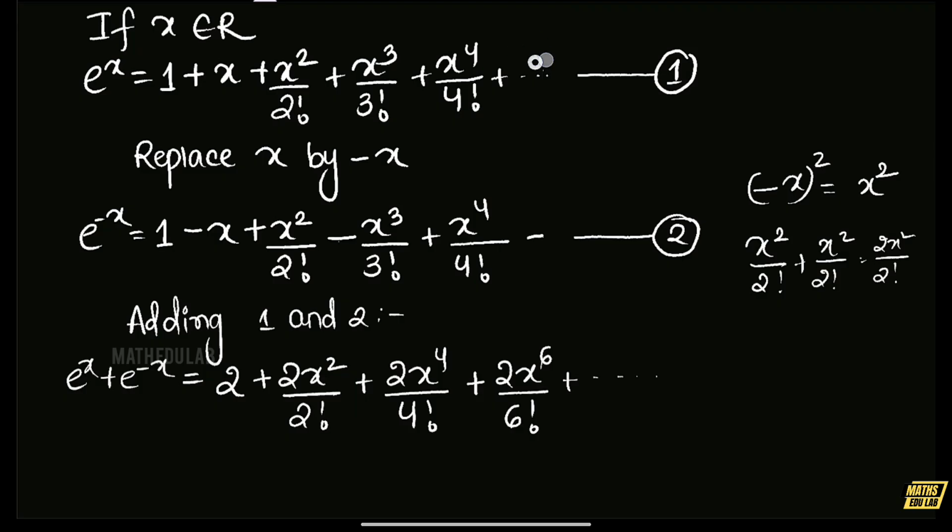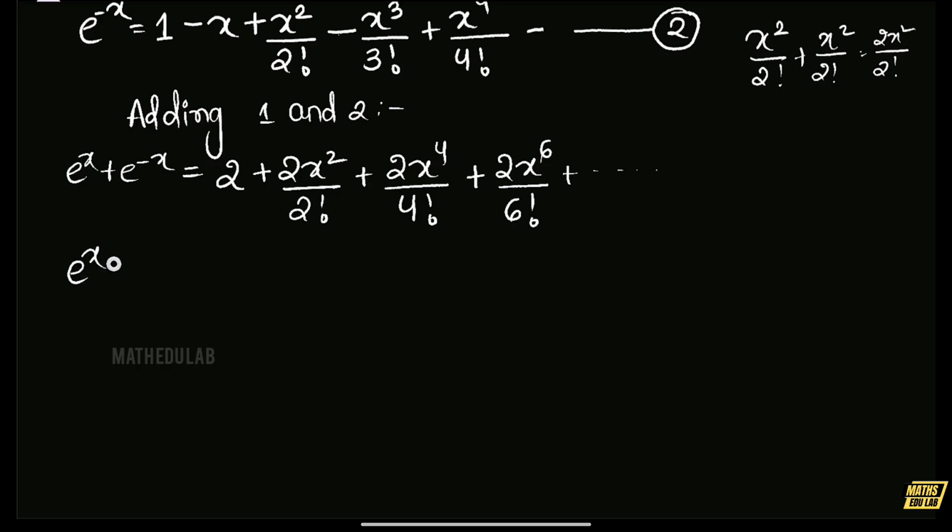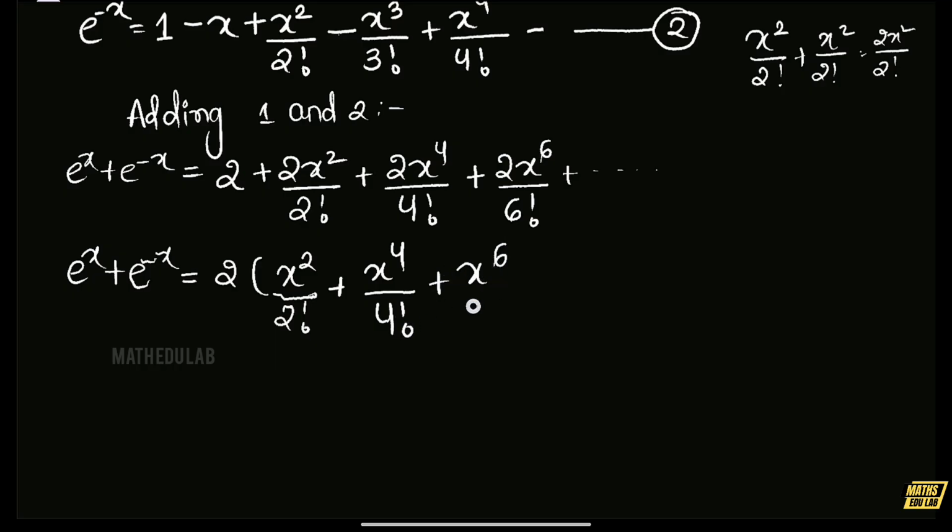Now in the next step we will do the simplification. See here, we have e to the power of x plus e to the power of minus x equals, taking the common term 2 out, x square by 2 factorial plus x to the power of 4 by 4 factorial plus x to the power of 6 by 6 factorial, and so on. So let's remove this 2. To remove that, we will divide by 2 on both sides.